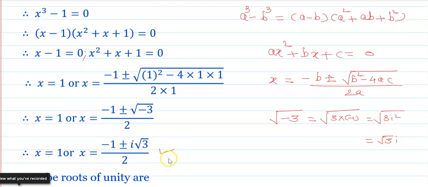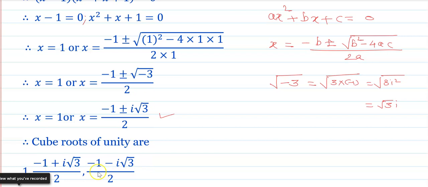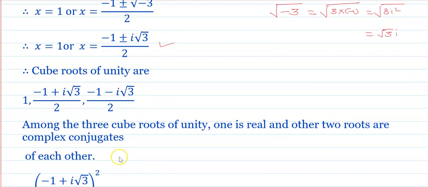Okay. And hence here, cube roots of unity are 1, next, minus 1 plus I root 3 upon 2, minus 1 minus I root 3 upon 2. Okay. Among the 3 cube roots of unity, one is real. This first is real, and the other 2 roots are complex conjugates. Okay. म्हणजे याला I root 3 ला plus आहे, इथे minus आहे. And therefore these are the complex conjugates of each other.